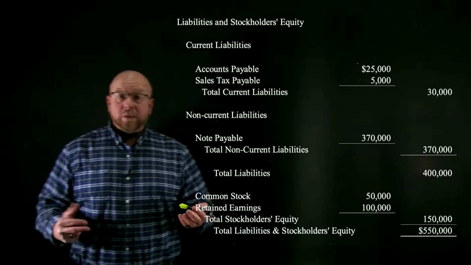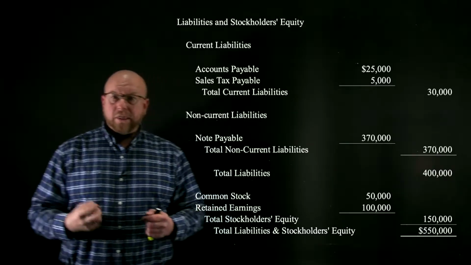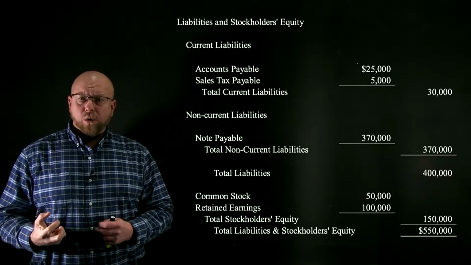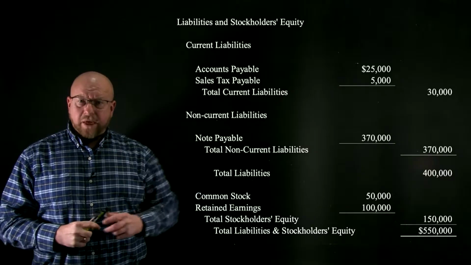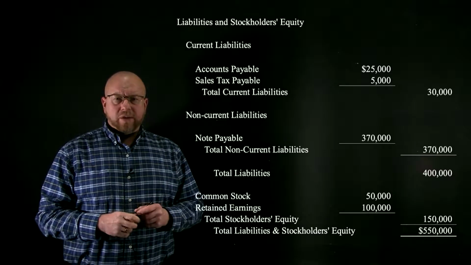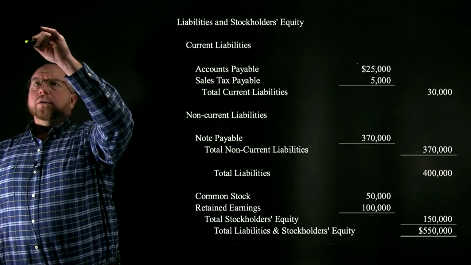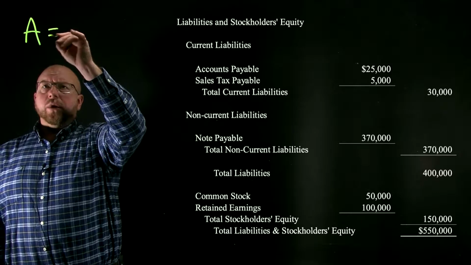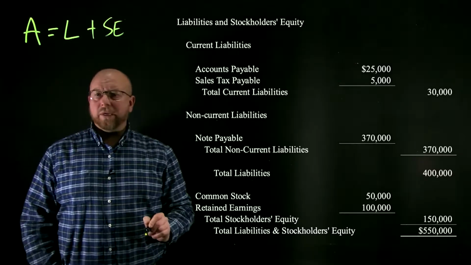So continuing with the balance sheet, and remember, this is the assets and the liabilities. In other words, what does the company own and what does it owe? So on the second page of the balance sheet, or the second half of the balance sheet, what we do is we have liabilities and stockholders' equity. Now, as a reminder, there is this basic accounting equation that we have. Assets equal liabilities plus stockholders' equity.